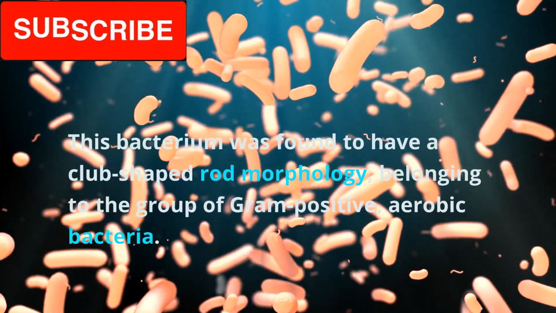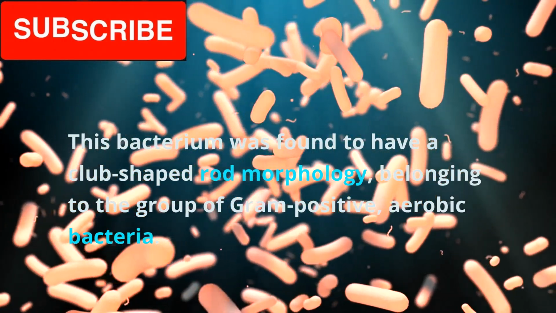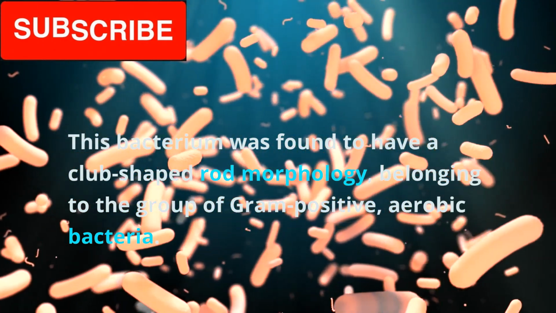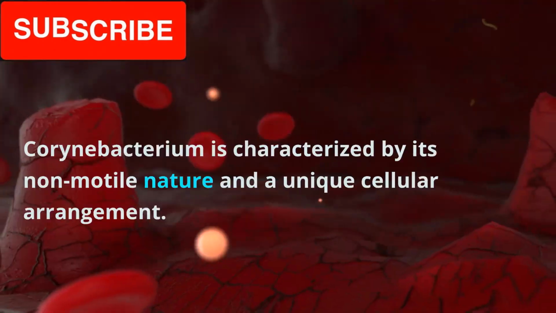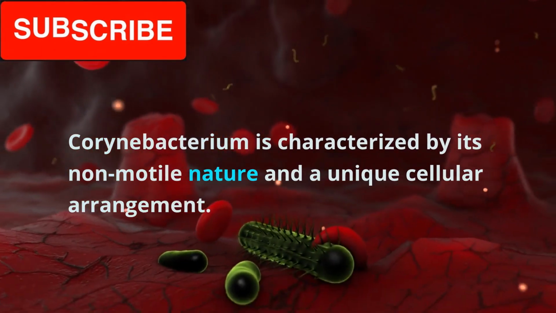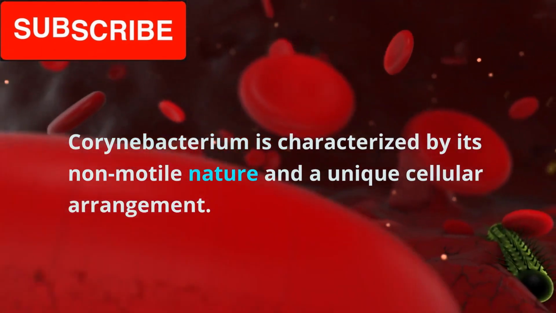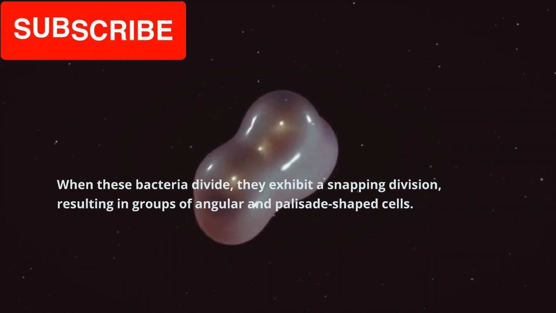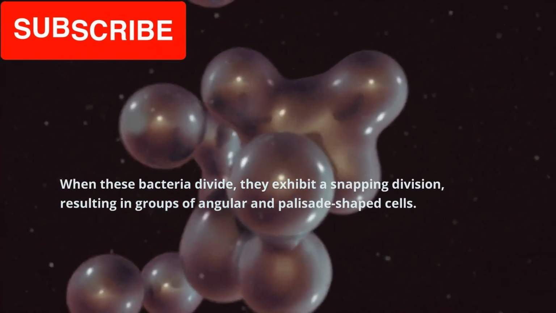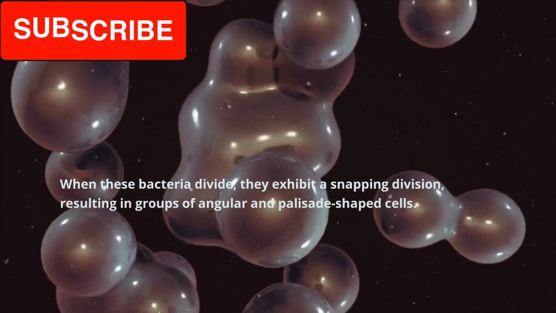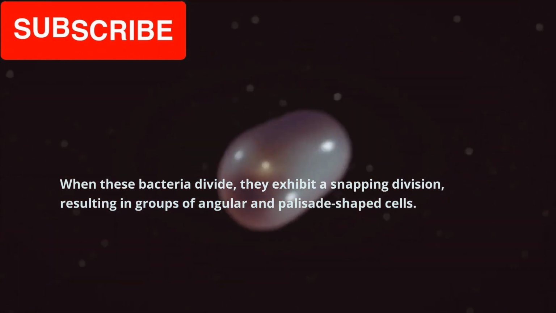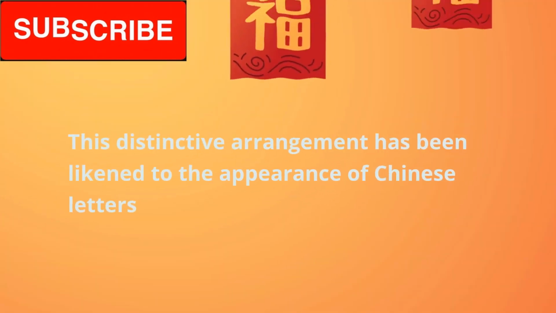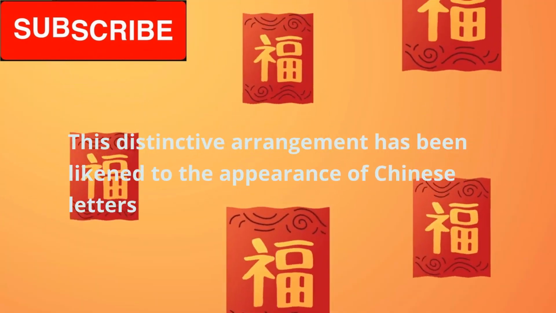This bacterium was found to have a club-shaped rod morphology, belonging to the group of gram-positive, aerobic bacteria. Corynebacterium is characterized by its non-motile nature and a unique cellular arrangement. When these bacteria divide, they exhibit a snapping division, resulting in groups of angular and palisade-shaped cells. This distinctive arrangement has been likened to the appearance of Chinese letters.